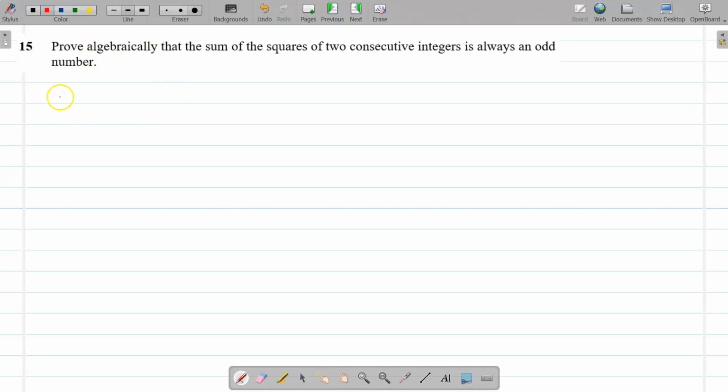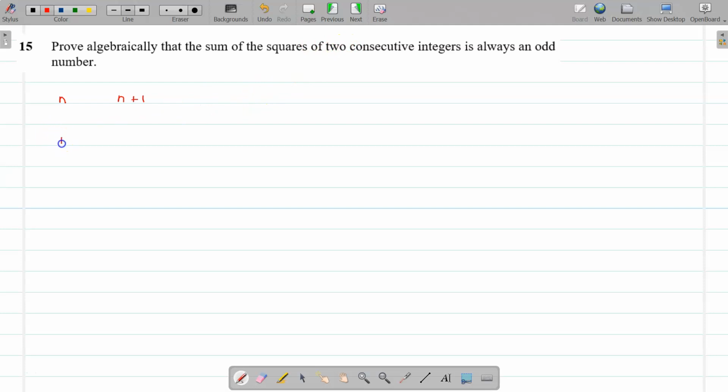So 2 consecutive numbers, if we call one of them n, then the next one is going to be n plus 1, the one afterwards. Okay, so there's our 2 numbers, and what we've got to do is sum together the squares of those 2 numbers.